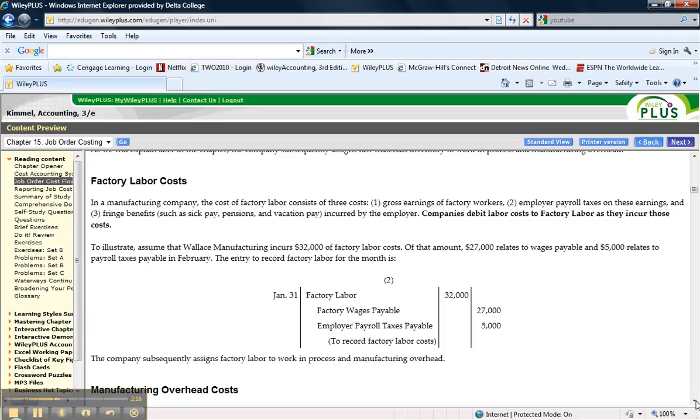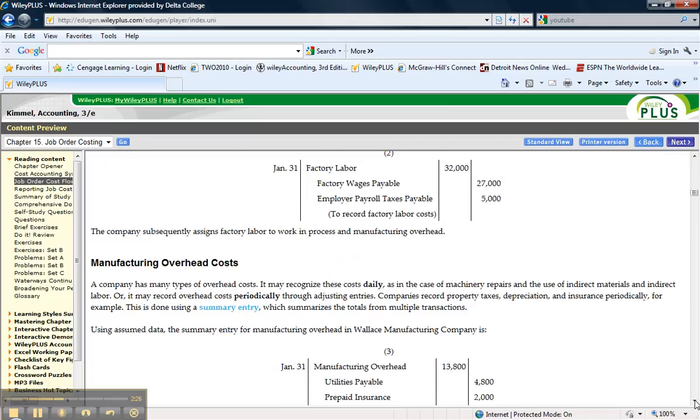In this journal entry, this factory labor, like I said, is another control account, and it then will be used to move costs through work in process and onto finished goods and cost of goods sold.